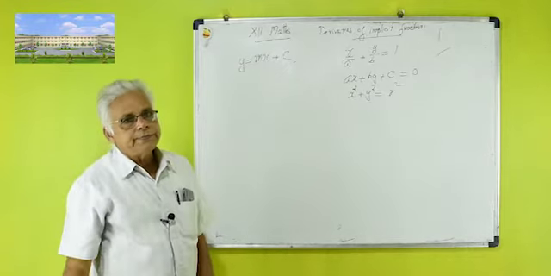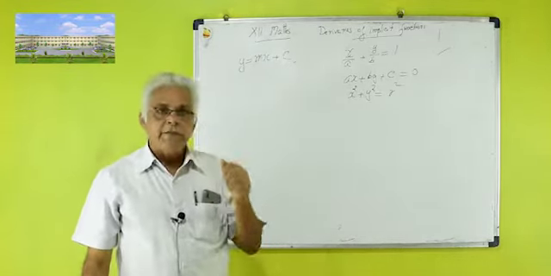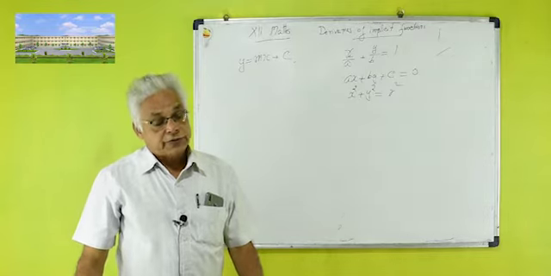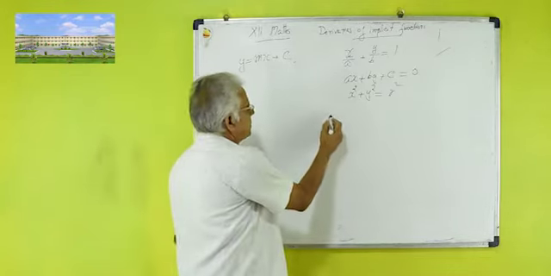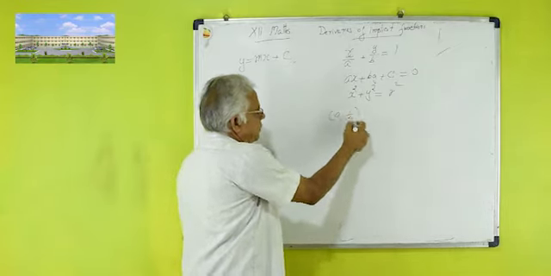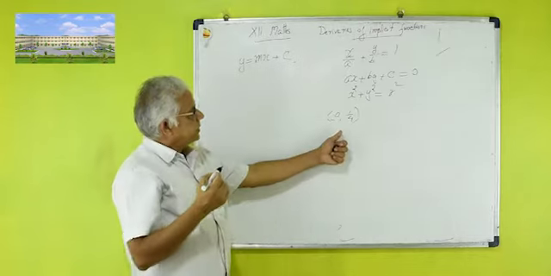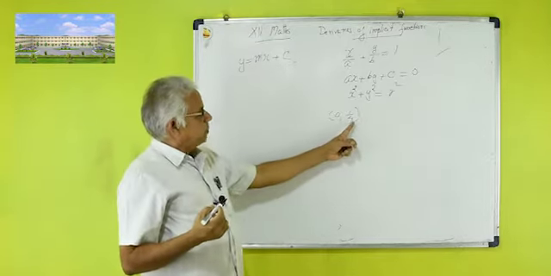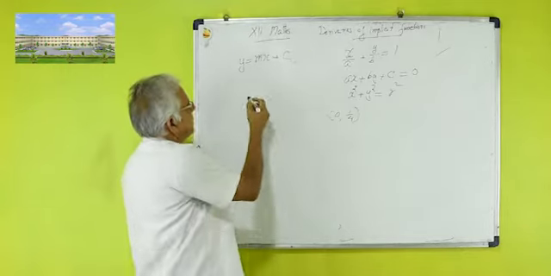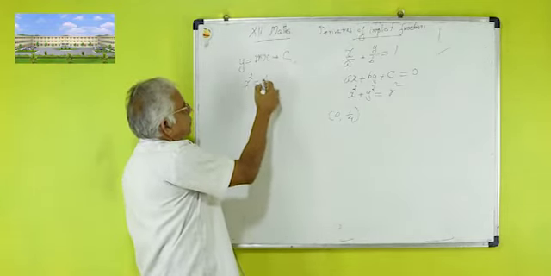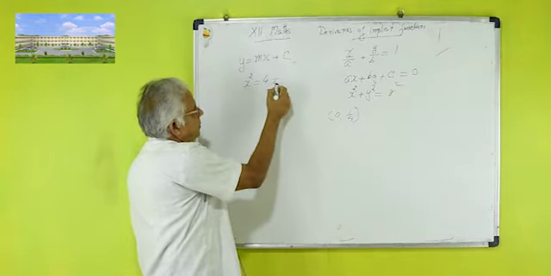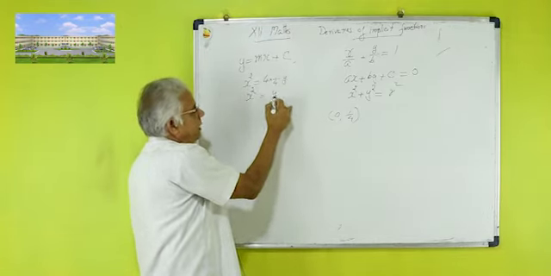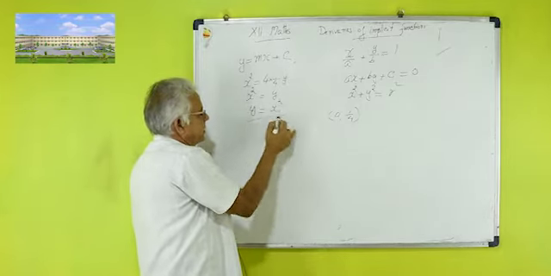Again the parabola, the equation of the parabola with focus (0, 1/4). When the focus is on the y-axis, a is positive, 1 by 4 above the x-axis, that is x square is equal to 4ay. a is equal to 1 by 4, so x square is equal to 4 by 4 into y. So y is equal to x square. This is the equation of a parabola.